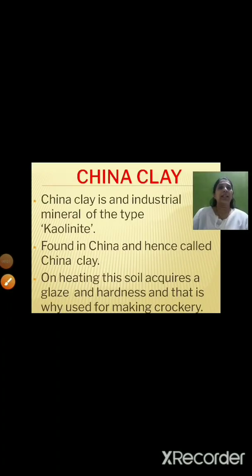China clay is an industrial mineral of the type kaolinite. Since it is found in China, it is called China clay. On heating this soil, it acquires a glaze. Glaze means it acquires a shine and hardness, and that's the reason it is used for making crockery.